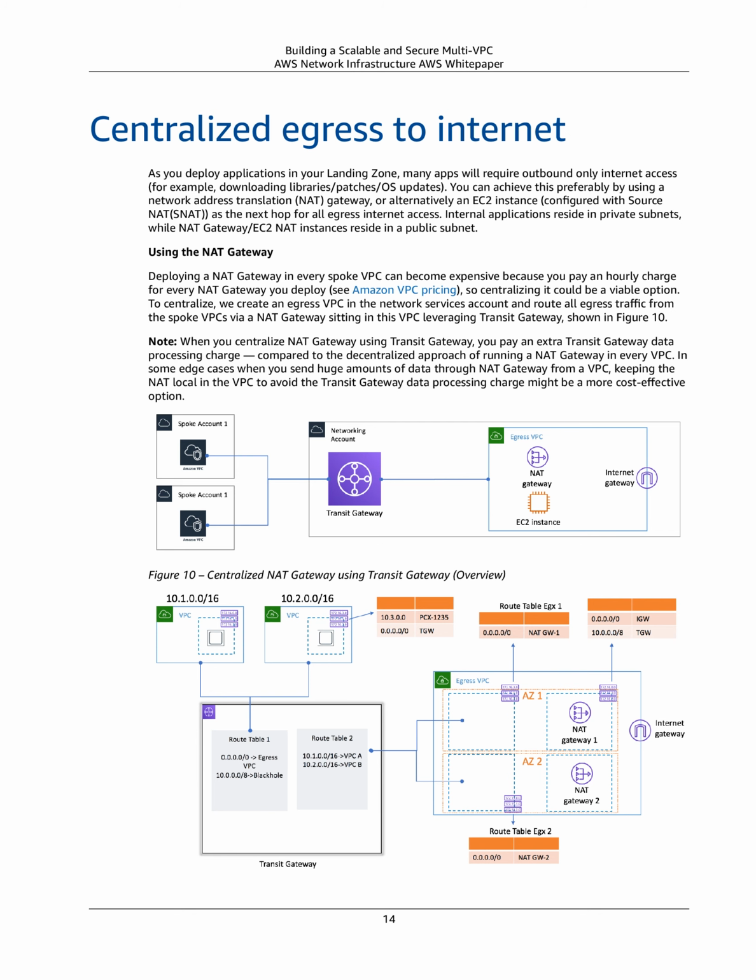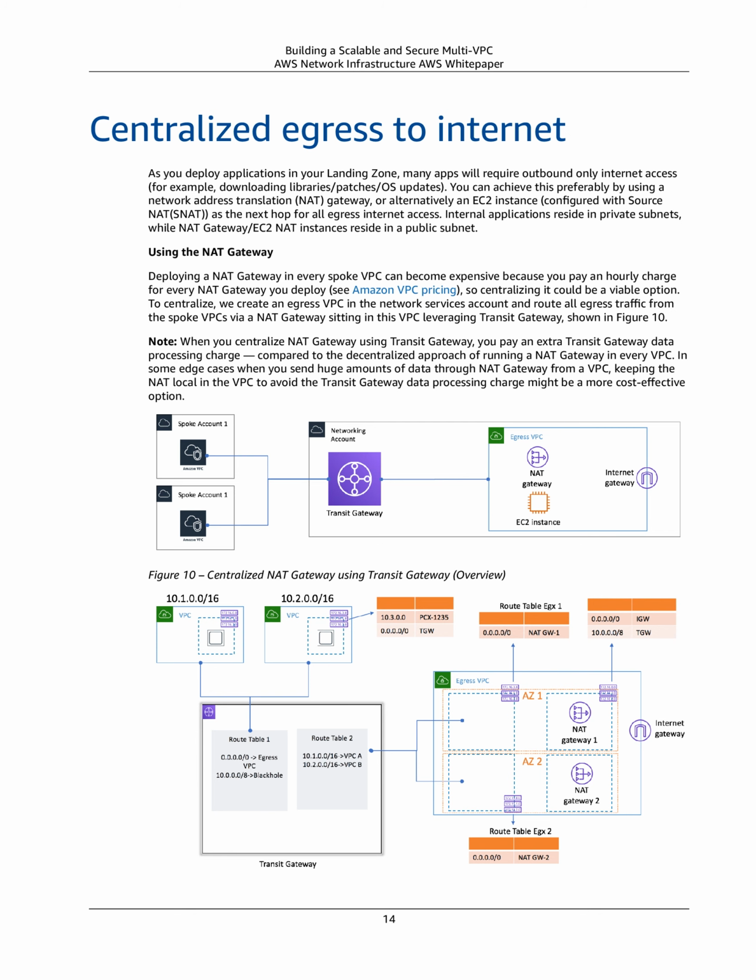Using the NAT gateway, deploying a NAT gateway in every spoke VPC can become expensive because you pay an hourly charge for every NAT gateway you deploy. See Amazon VPC pricing, so centralizing it could be a viable option. To centralize, we create an egress VPC in the Network Services account and route all egress traffic from the spoke VPCs via a NAT gateway sitting in this VPC leveraging transit gateway, shown in Figure 10.